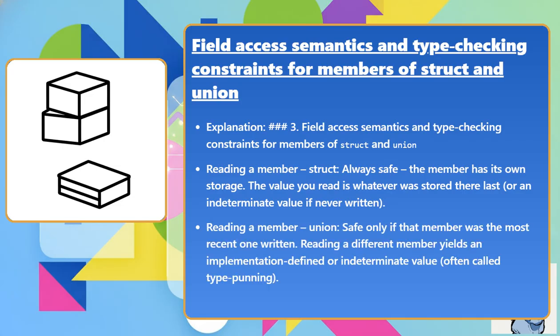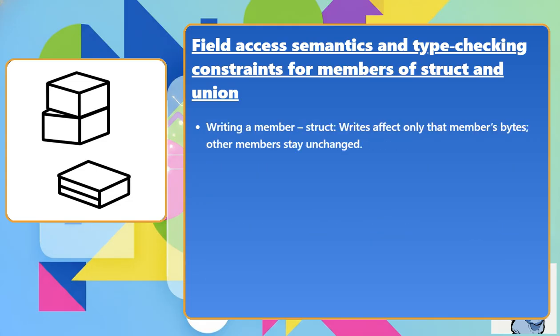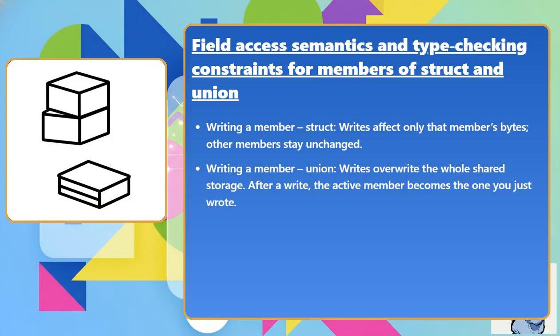Reading a member: union, safe only if that member was the most recent one written. Reading a different member yields an implementation-defined or indeterminate value, often called type punning. Writing a member: struct, writes affect only that member's bytes, other members stay unchanged. Writing a member: union, writes overwrite the whole shared storage. After a write, the active member becomes the one you just wrote.